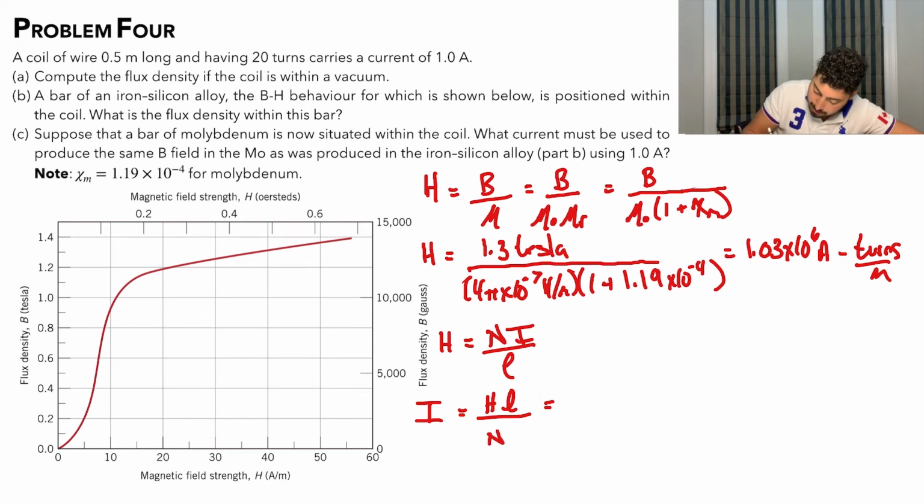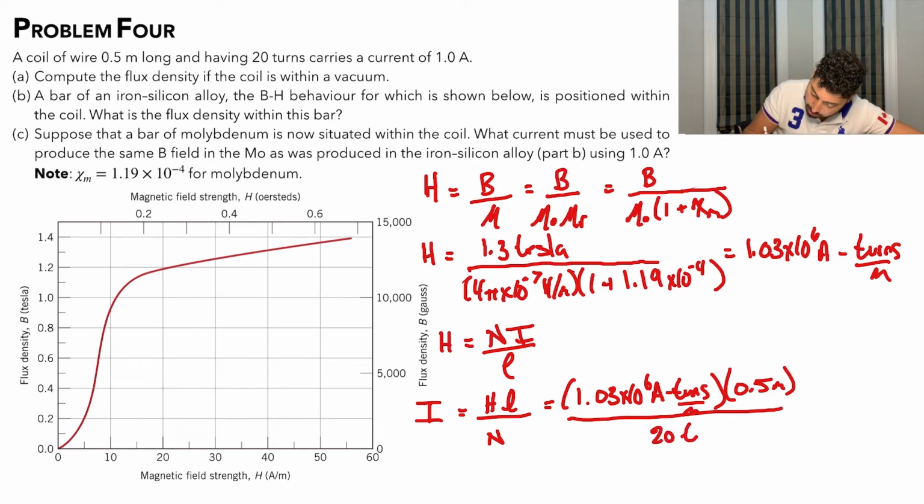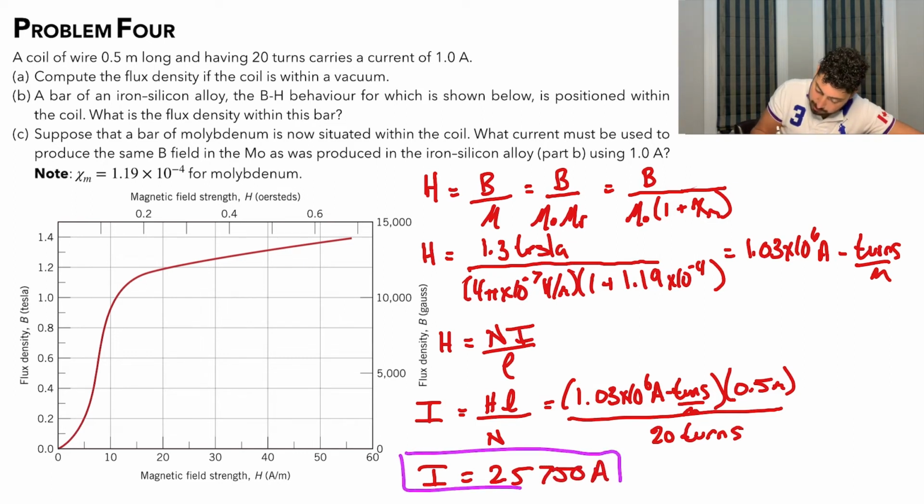Then we can say that 1.03 times 10 to the 6 amp-turns per meter times our length, which is still 0.5 meters, and divide that all by 20 turns. Plugging that into your calculator gives you a value for your current, which is equal to 25,750 amps. That's the final answer to part C, and that concludes problem number 4.